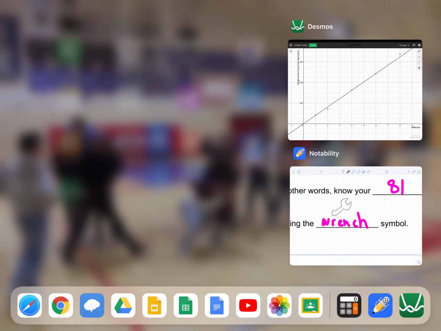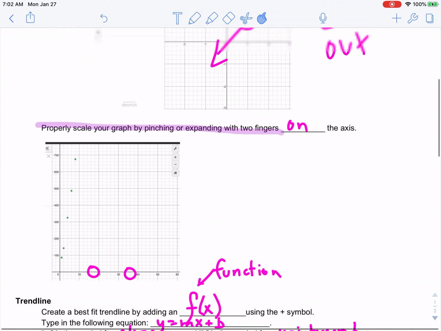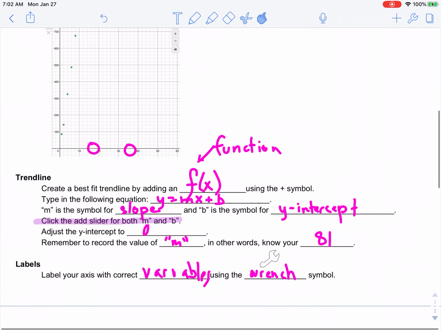Perfect. So did we leave anything out? I think so. I think we got all our notes here. Perfect. Good job, team.